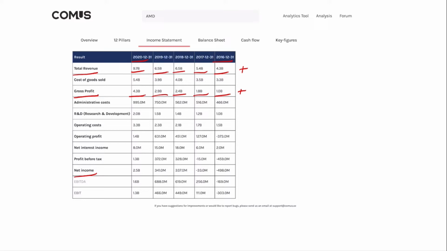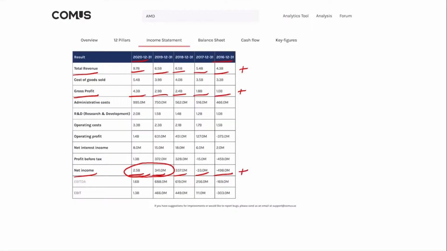Net income went from negative $498 million up to $2.5 billion, and we can see that the numbers have been improving every year. We can also see a huge difference between 2019 and 2020. And now we have to ask ourselves, are these numbers sustainable? But overall the trend is positive. I like it. So that is a plus.